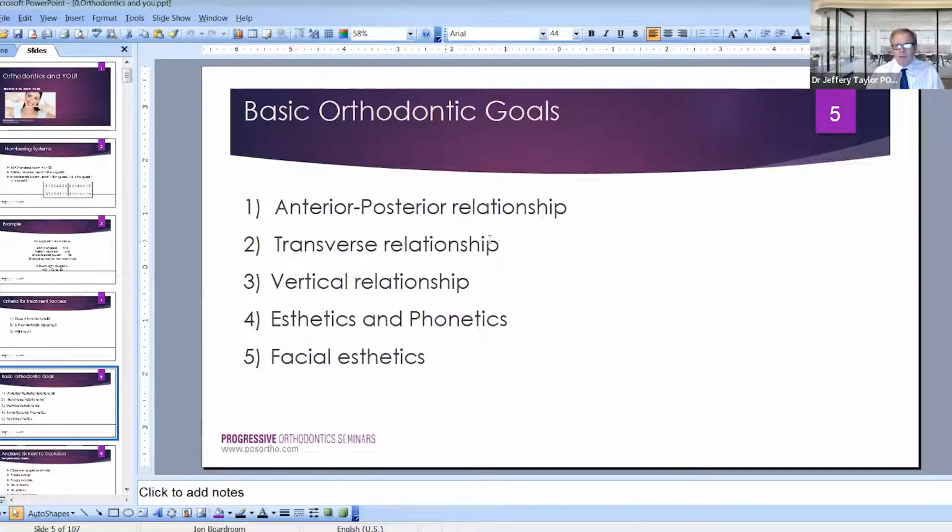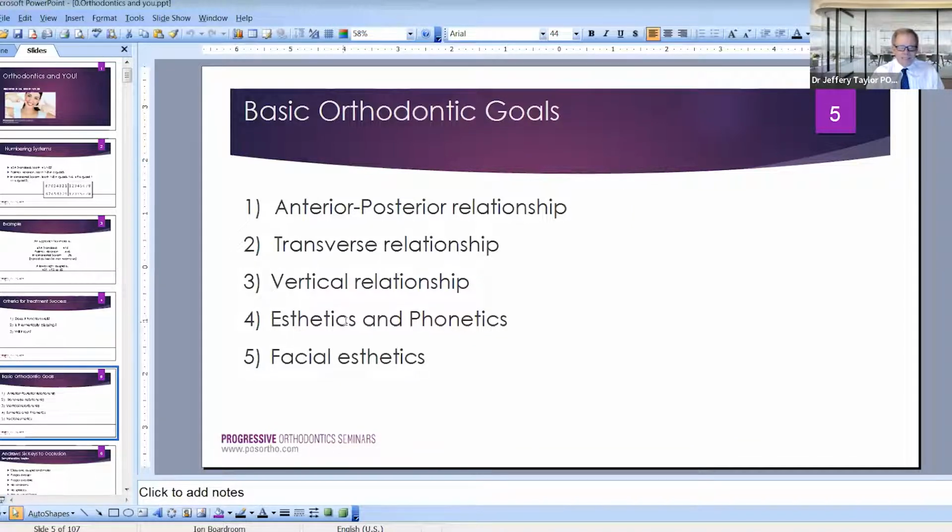Usually the upper is narrower than the lower, but the upper can be massively wider than the lower too, and we call that a telescopic or a scissor bite. And then a vertical relationship: they can be open, they can be deep, they can have open bites because of habits and so forth. So we have to look at all those things as well.